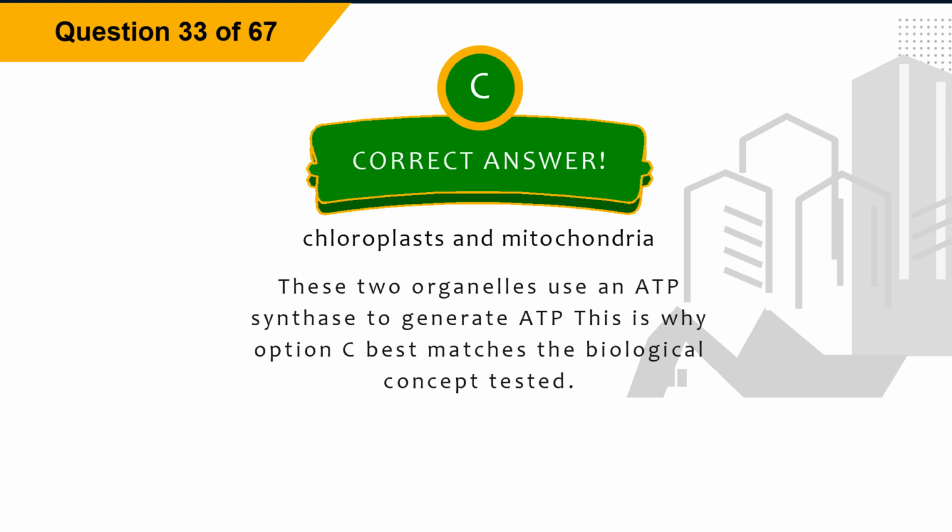Explanation. These 2 organelles use an ATP synthase to generate ATP. This is why option C best matches the biological concept tested.